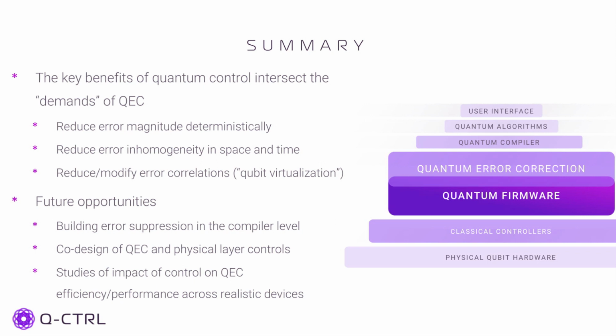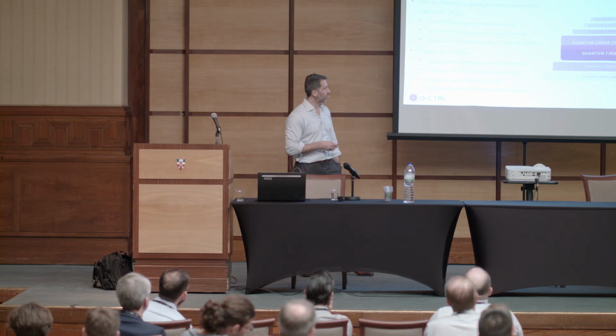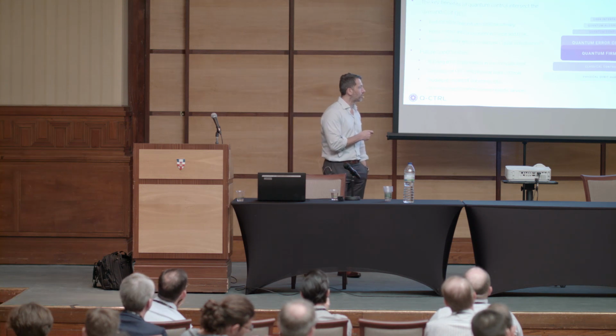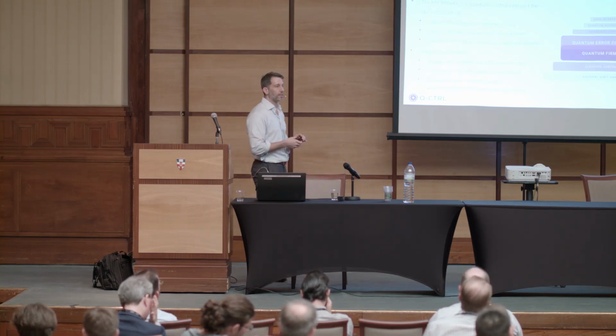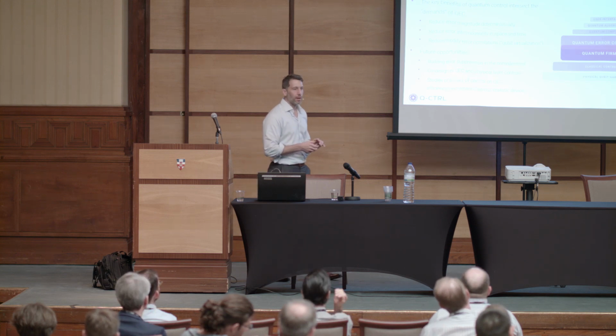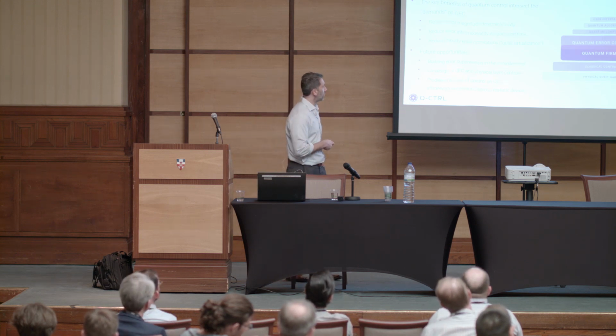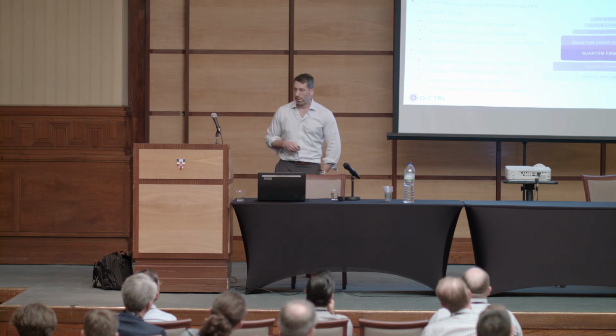scaling. And in the future, we're looking at making sure that these various layers in the stack start to blur together more and more. So blurring beyond quantum error correction and firmware up to the compiler level and beyond, looking at co-designing quantum error correction and physical layer controls, and starting to study what happens in realistic devices when you get the benefits of, say, homogenization of errors in space or simplification of compilers associated with replacing all the gates with their dynamically protected alternatives.